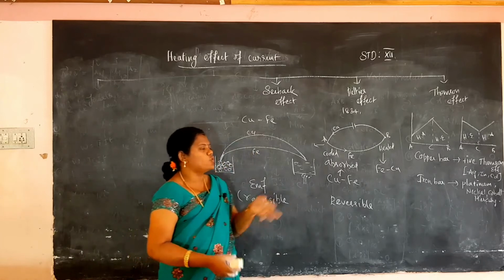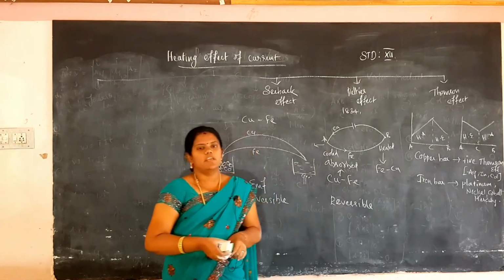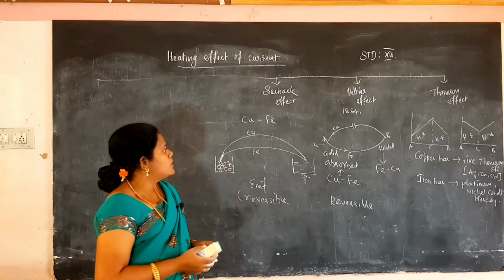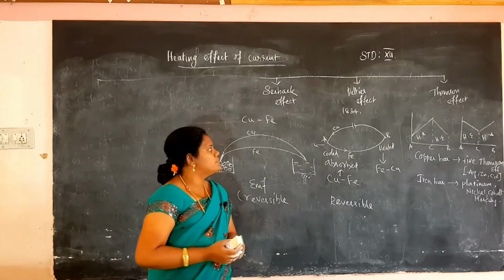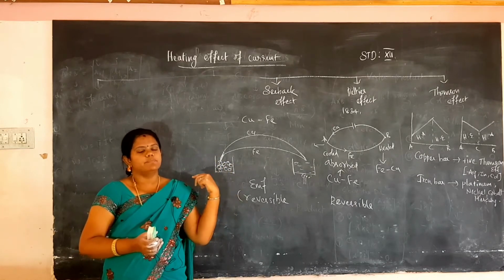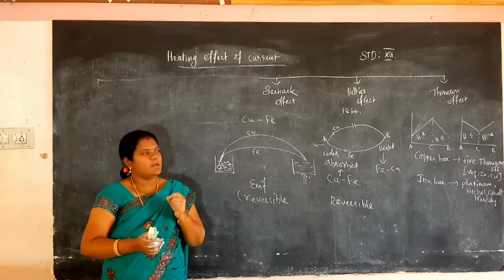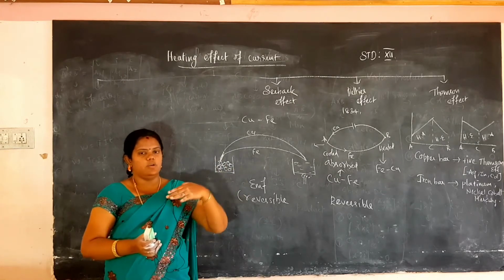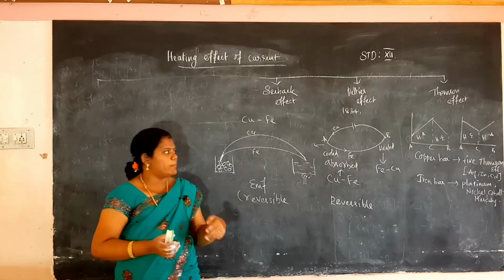Next we will go for Thomson effect. Thomson gave one effect where a temperature difference creates an electric current. In the first two effects only wires are connected, but in the third effect we take a bar. First we took a copper bar.